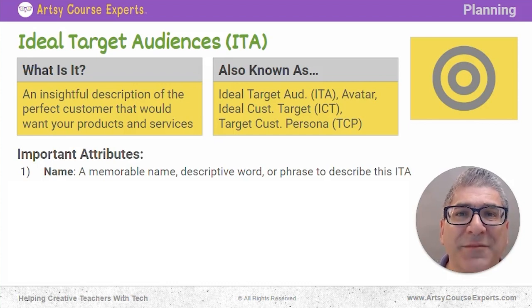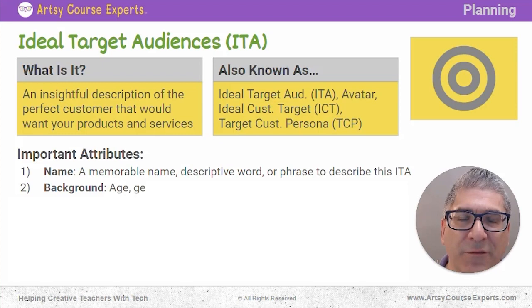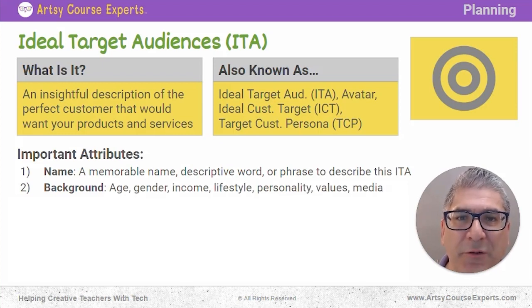Next up, you're going to want to have some sections, either one big section, all the different parts of their background for this target audience. So it'll be demographics, psychographics, things like age, gender, income, location, their lifestyle, personality, their values, and media. What media do they consume? Where do they learn their information? What blogs, YouTube channels, books do they follow?